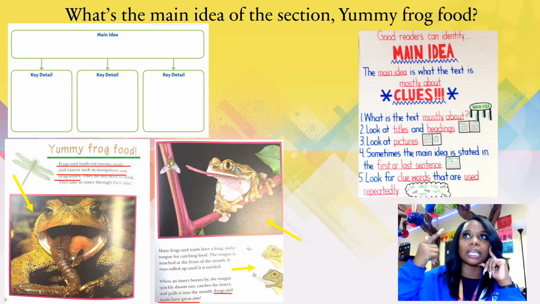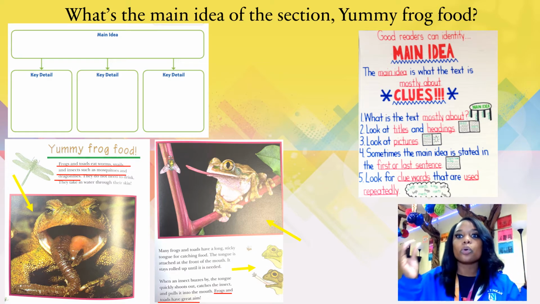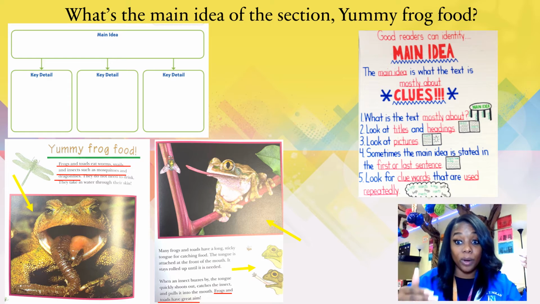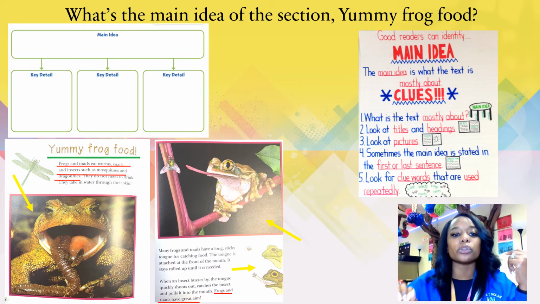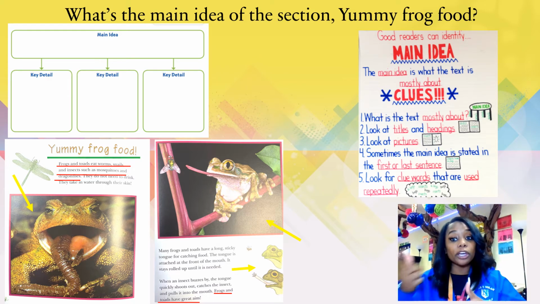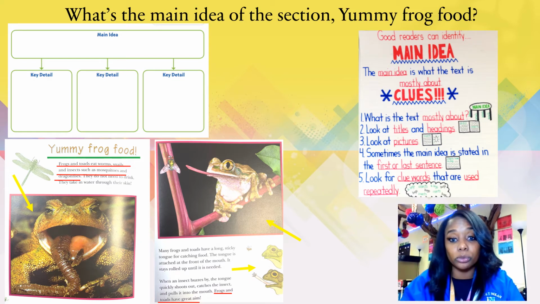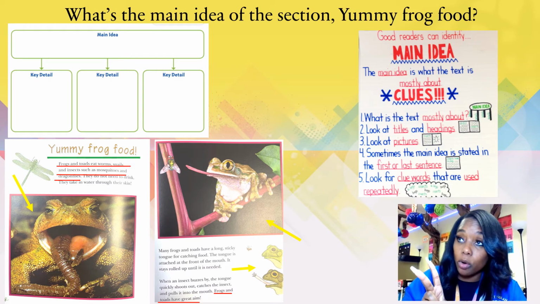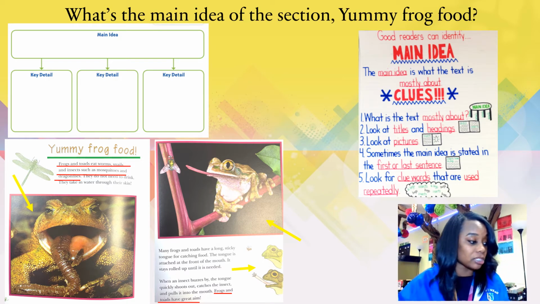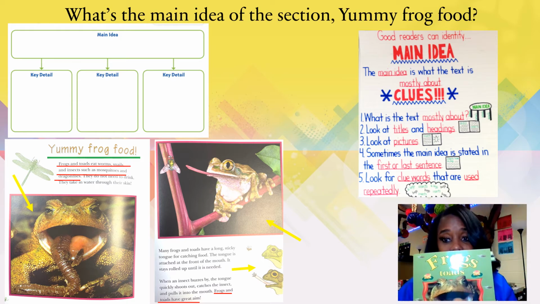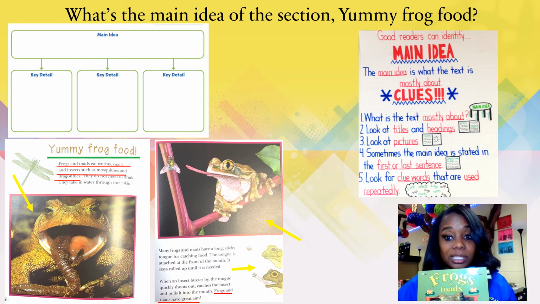So now I'm thinking, out of those two sentences, which one is telling me what the passage is mostly about? Step 5. Let's look for clue words that are used repeatedly, meaning words that I see over and over again. Well, I know the first two words I see over again are frogs and toads. So I already know this is mostly about frogs and toads. Well, our book title tells us it's mostly about frogs and toads.